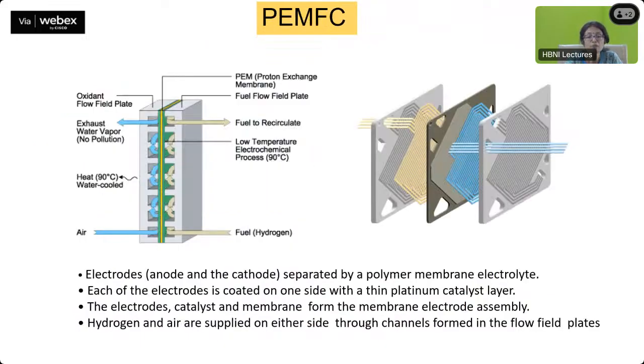Now when we look into a polymer electrolyte membrane fuel cell, which we discussed among the different types of fuel cell, in this case, the electrodes, the anode and the cathode, are separated by a polymer membrane electrolyte. And each of these electrodes is coated on one side with a thin platinum catalyst layer. The electrodes, catalyst and membrane form the entire membrane electrode assembly. Hydrogen and air are supplied on either side through channels formed in the flow field plates. So this is how the working diagram of a PEMFC would look like.